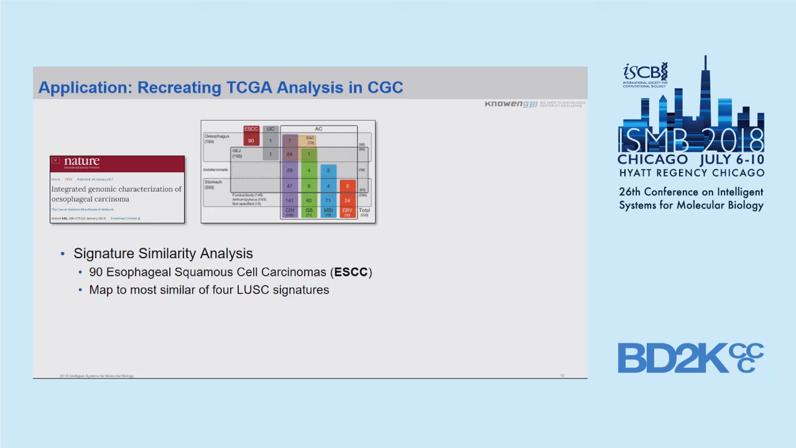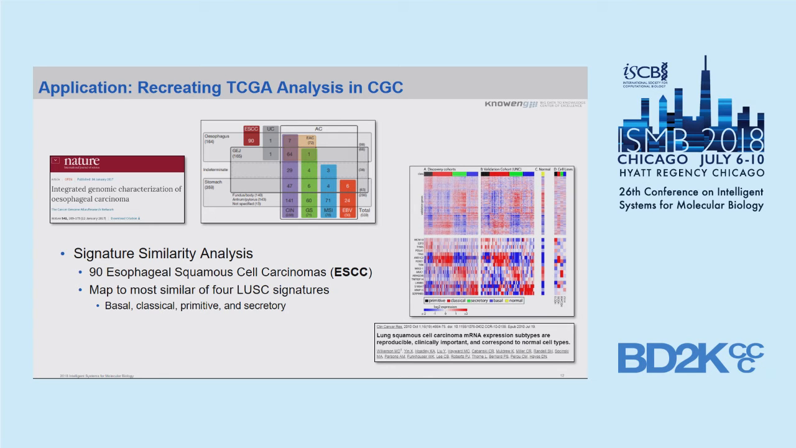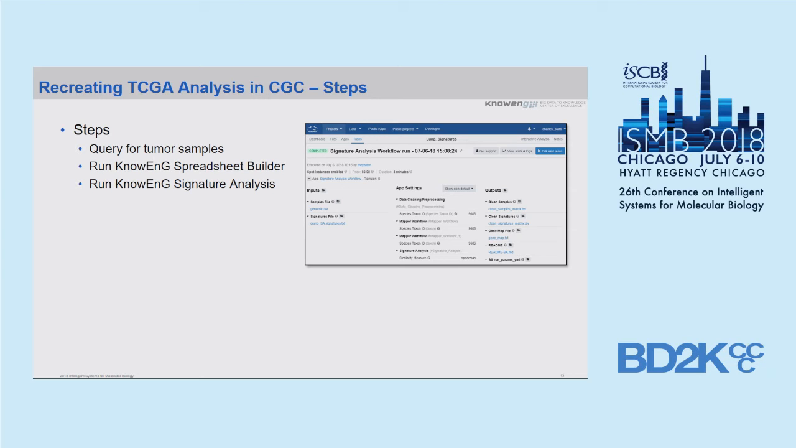And in this particular instance, they had 90 esophageal squamous cell carcinoma tumor samples, and they wanted to understand and map those tumor samples to previously characterized signatures of lung squamous cell cancer. These lung squamous cell cancer data sets came from a previous paper, and they were basal, classical, primitive, and secretory. I just want to walk you through the steps that are required in order to recreate the analysis from the TCGA paper.